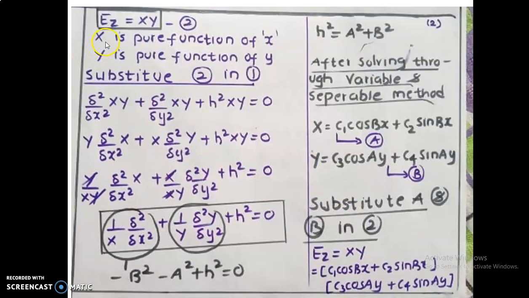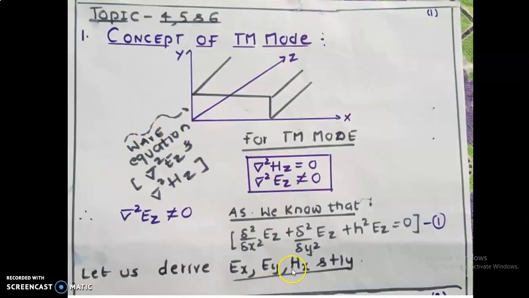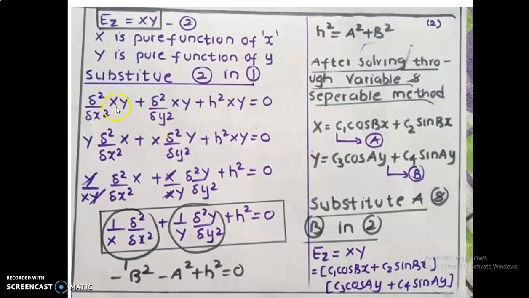Now, what is Ez? As I told you, Ez will exist, so we have to find Ez here. Let us assume Ez is some arbitrary value, capital X into capital Y, where capital X is a pure function of x and capital Y is a pure function of y. We substitute that Ez into the above equation, that is equation 1. So I have substituted 2 in 1.